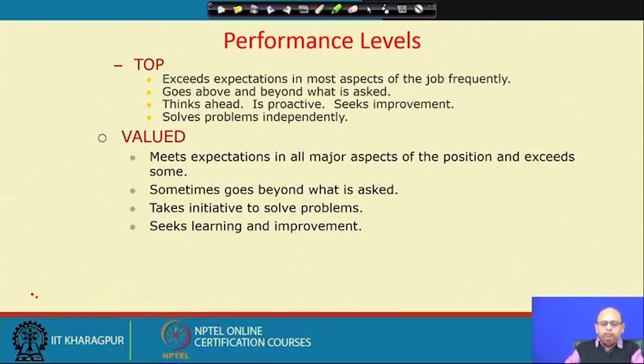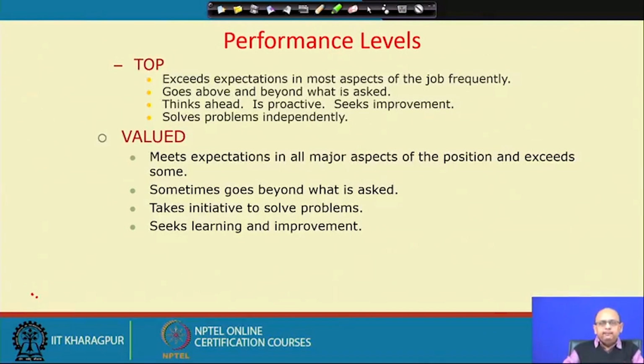So, performance level could be categorized on the basis of whether he is a top performer in terms of your assessment, in a sense that yes, he has met the performance standards. He has contributed much more than was expected from him. He is a very forward-thinking person, very proactive, always looking for improvement, and he is an independent problem solver. So, if you find that these categories are available, then you are going to say that yes, he is one of the top performers in your review.